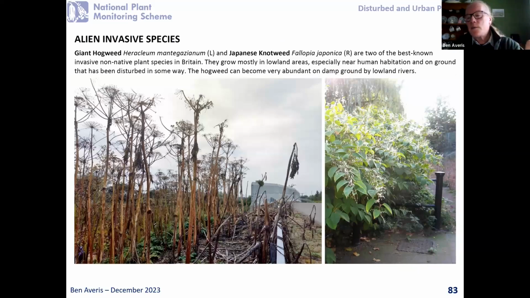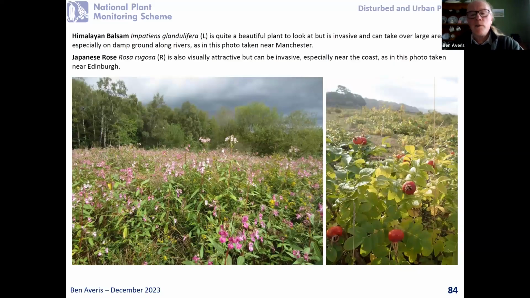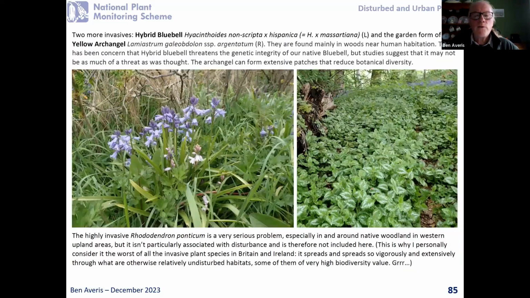Alien invasives, yeah, they had to include some of those. Giant hogweed, and the Japanese knotweed, obviously things that would be NPMS negative indicators if you found them on a site. Himalayan balsam, it's a grand looking plant, but yeah, it can be very invasive. And that Japanese rose can be as well. Well, these things do look quite attractive.